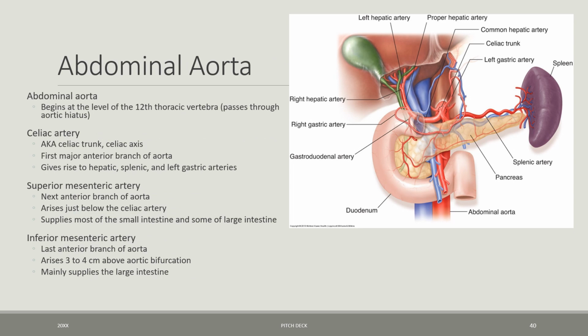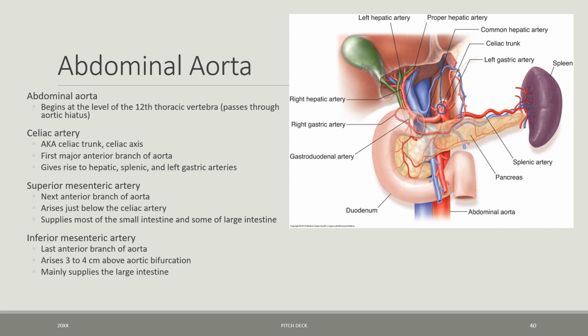But once we get down into our abdominal aorta, that's when we can really visualize a lot of this vascular anatomy. Once it traverses through the crux of the diaphragm, it comes down, and it relatively quickly has its first branch. This first branch is called the celiac axis, or the celiac trunk. The celiac trunk is right here, and it gives rise to three very important vessels: the right hepatic, the splenic, and the left gastric.